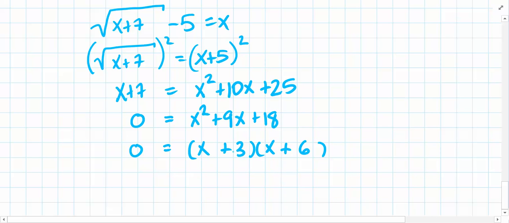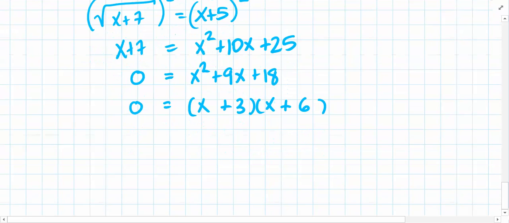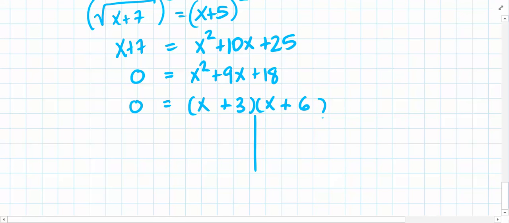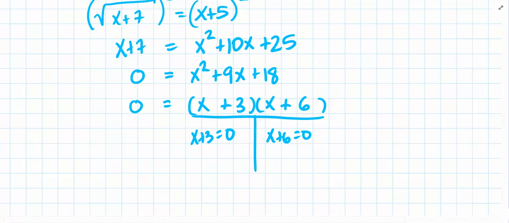And what property am I going to use right now, everybody? What property is this called? No, the zero product property, right? The zero product property. I am multiplying 2 numbers that equal 0. One of them must be 0. So this tells me that x is equal to negative 3 or I get that x is equal to negative 6.